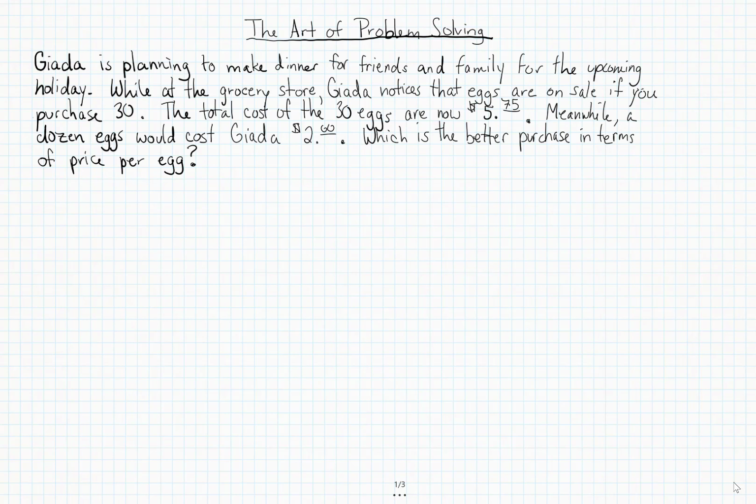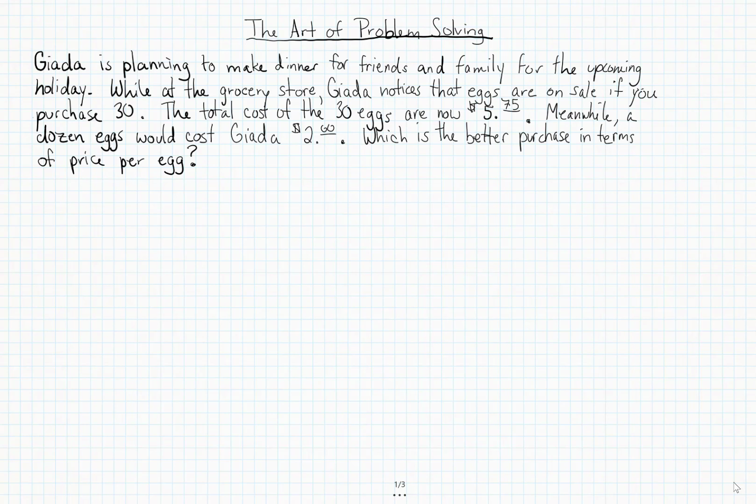So without further ado, we're going to just get started and talk about this cost conversion. Giada is planning to make dinner for friends and family for the upcoming holiday. While at the grocery store, Giada notices that eggs are on sale if you purchase 30. The total cost of the 30 eggs is now $5.75. Meanwhile, a dozen eggs would cost Giada $2. Which is the better purchase in terms of price per egg? Say Giada could purchase 36 eggs or just 30 and she'd be able to use them all either way.